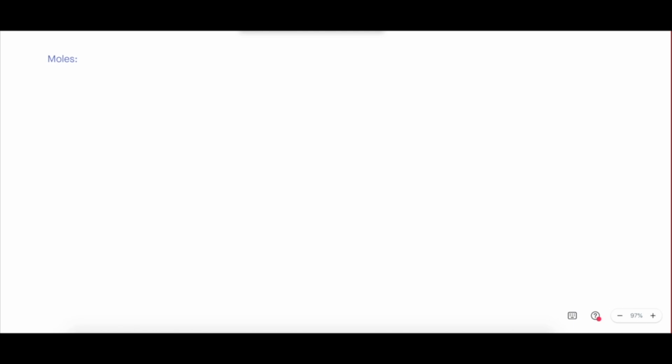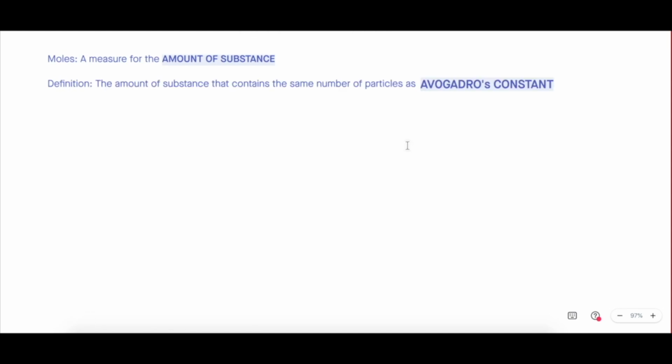So moles is a measure for the amount of substance. And the definition is the amount of substance that contains the same number of particles as Avogadro's constant. Avogadro's constant is 6.023 times 10 to the 23. So that's how many particles there are in 1 mole of any substance.